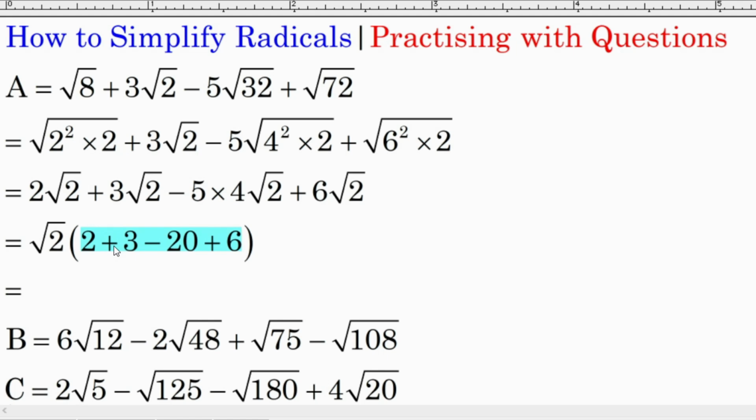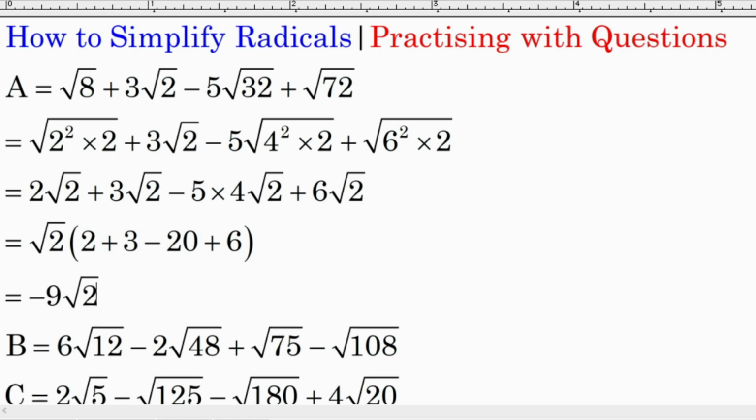So now we can evaluate the numbers in the bracket here. We get 2 plus 3, which is equal to 5. And then minus 20, that will be equal to minus 15. And minus 15 plus 6 would be equal to minus 9. So then we get minus 9 square root of 2. That will be the final answer for question A.